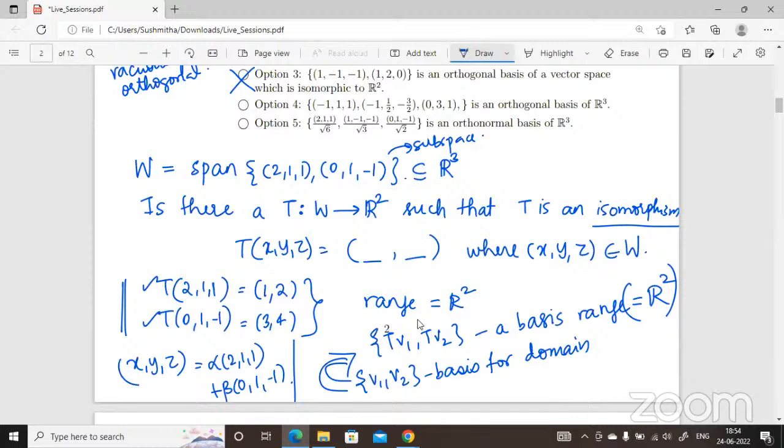Then it will always be isomorphic. Yes. So V is always isomorphic to T of V. Agreed? Yes, ma'am. Yeah, this is the range, not the codomain.